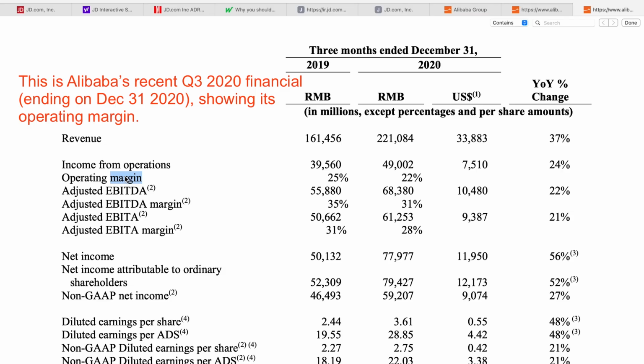Because JD buys its own products and inventories from suppliers like a retail store, then JD sells its products to customers directly. Alibaba, JD's biggest competitor, does not own its own products and inventory. This is why Alibaba's gross margin and operating margin are much higher than JD's.